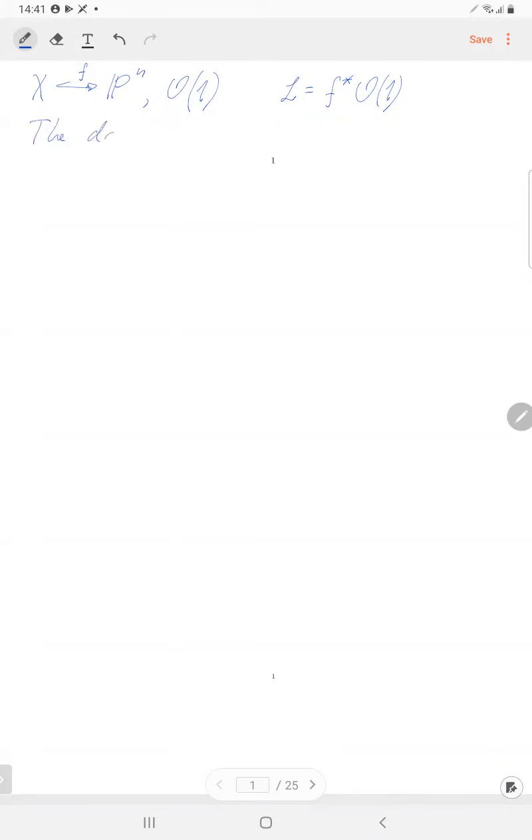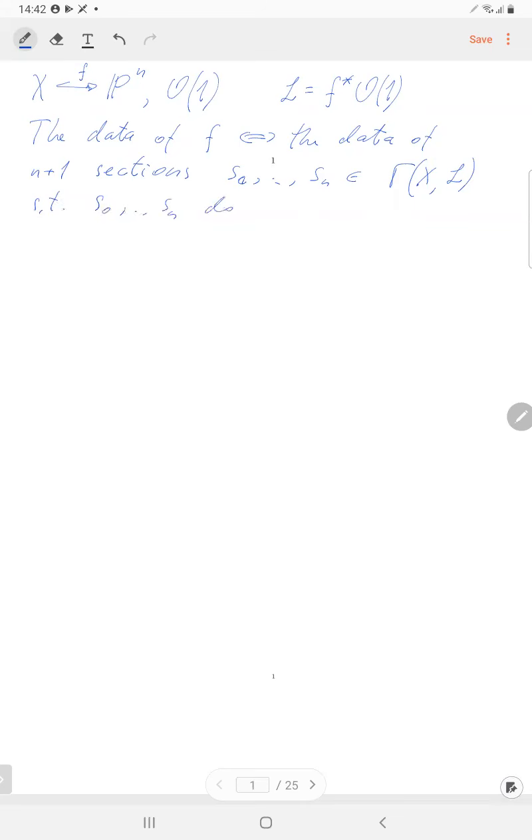So the data of F are the same as the data of n+1 sections S0, and so on, Sn of global sections on X of this pullback. And these sections should generate the fiber at any point, such that S0 and so on Sn do not vanish simultaneously at any point of X.